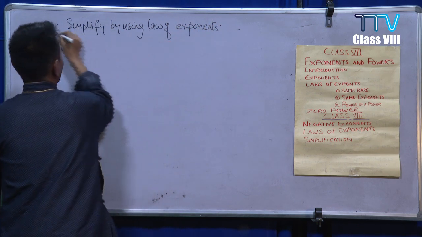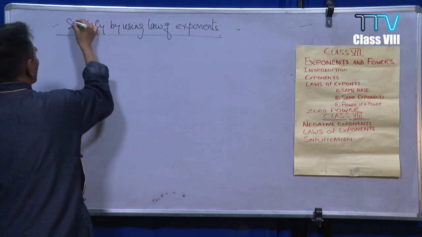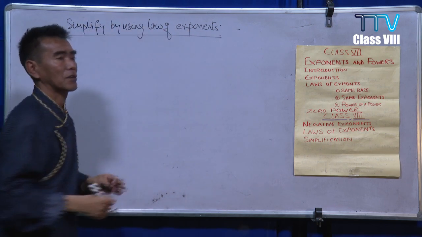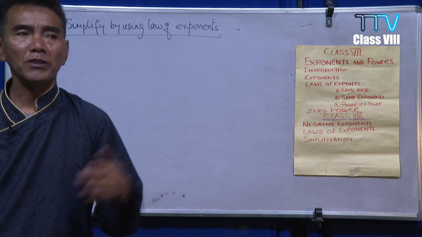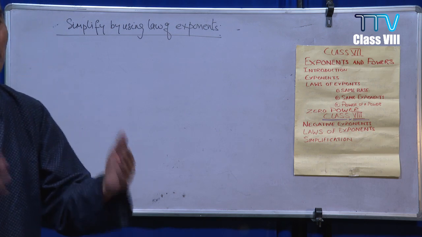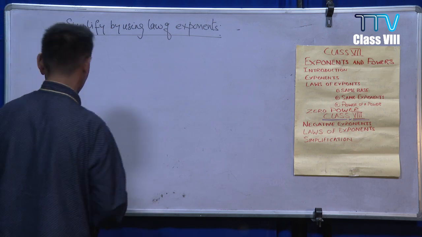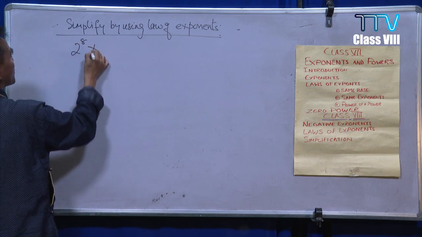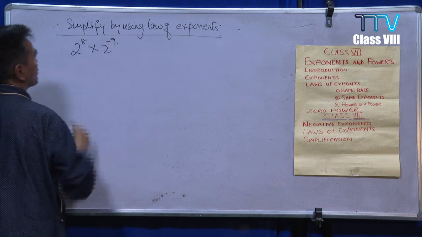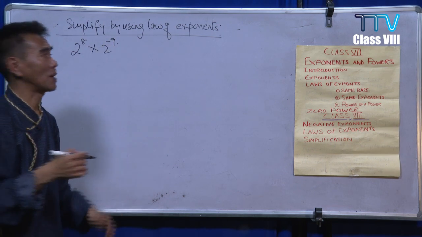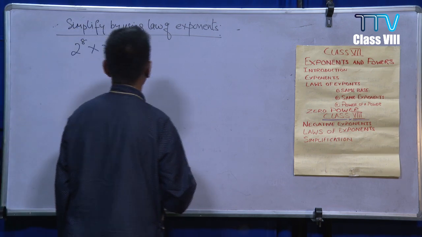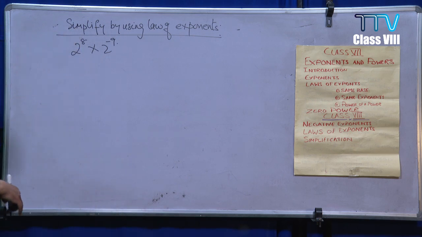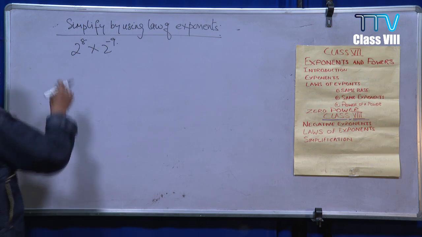Using the law of exponents, we'll try to write the answer in simplest form with power notation. Example: 2 raised to power 8 multiplied by 2 raised to power negative 9. We have to express the answer in positive exponents.